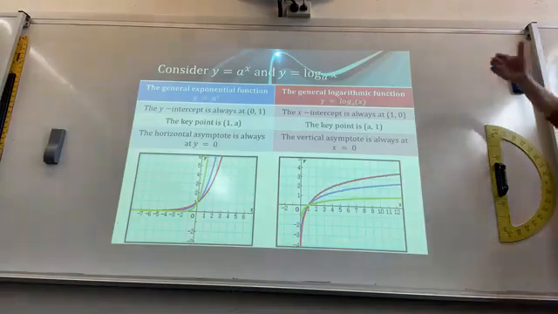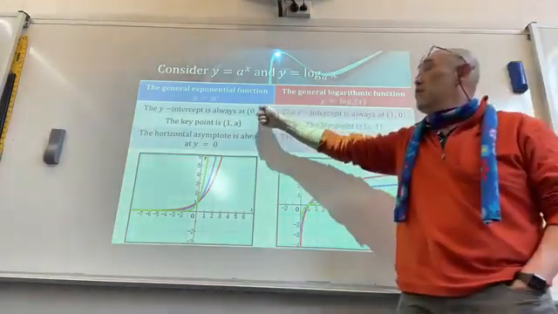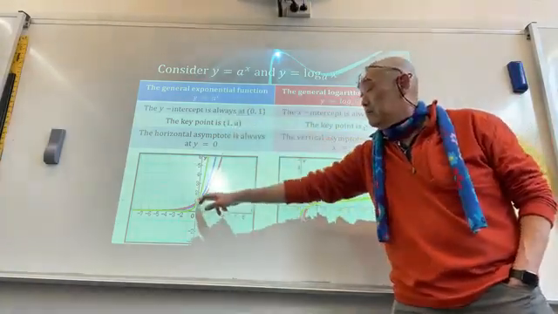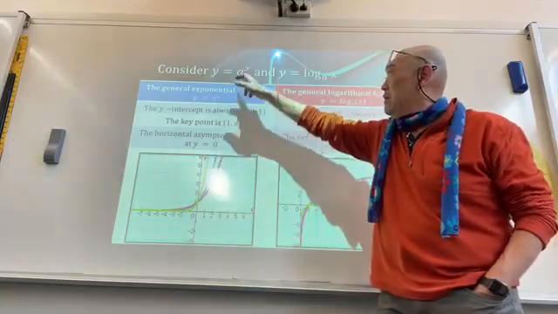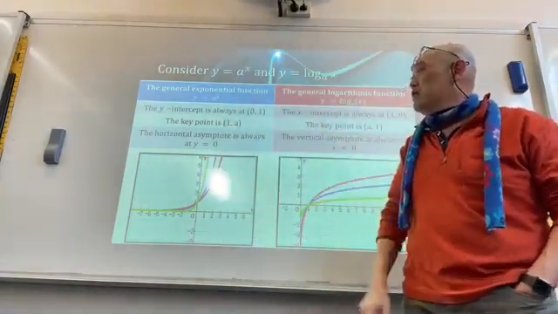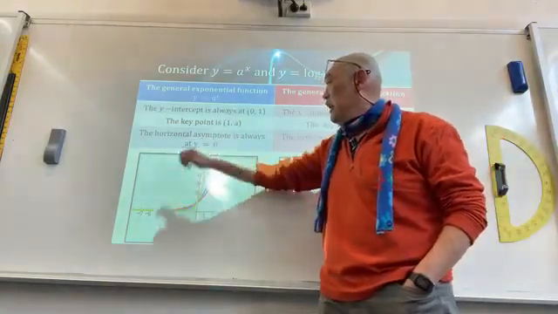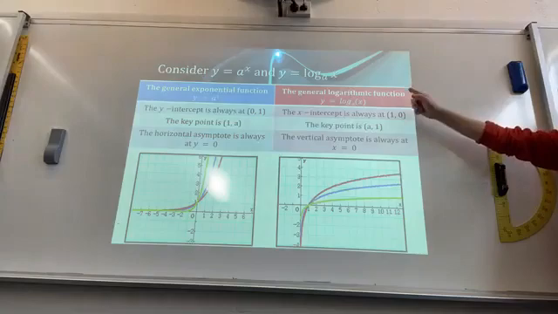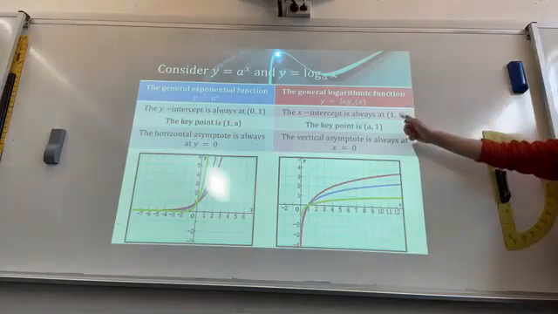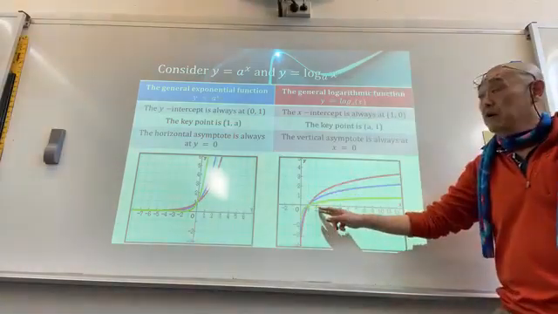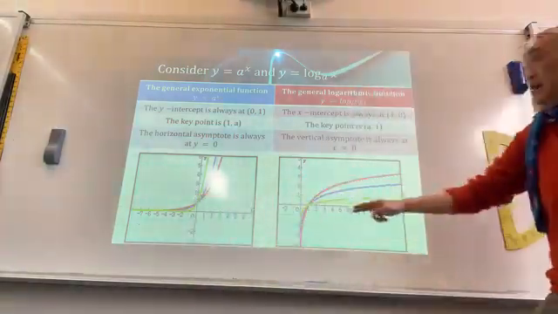So for the general exponential function y equals a^x, the y-intercept is always (0, 1). The key point is (1, a), which is when x equals 1, and the horizontal asymptote is y equals 0, always. Whereas for the general logarithmic function, the x-intercept is always (1, 0). See the difference? 1 is the y-intercept, 1 is the x-intercept.